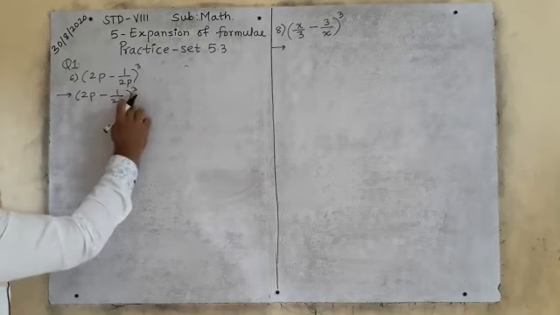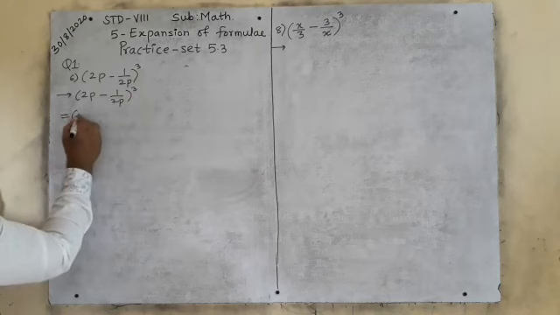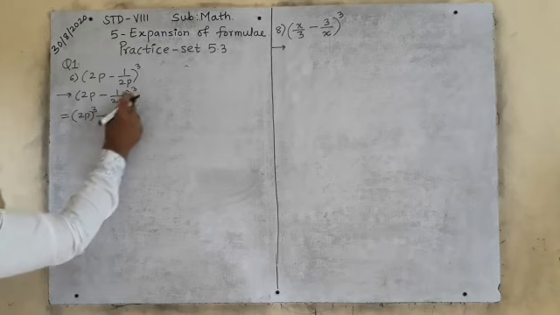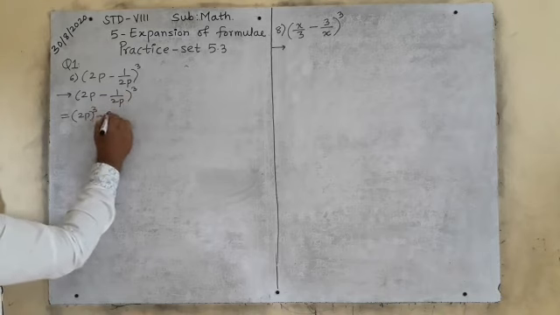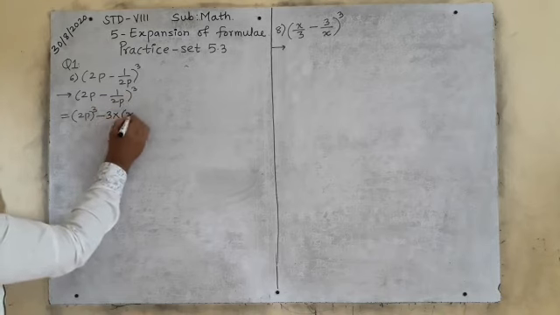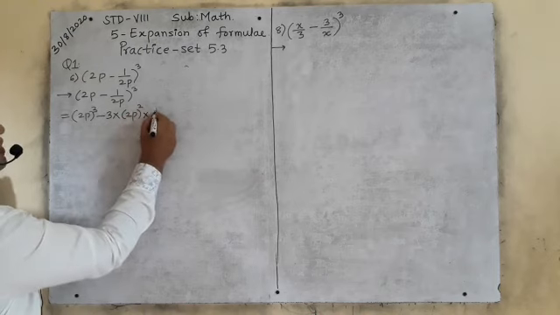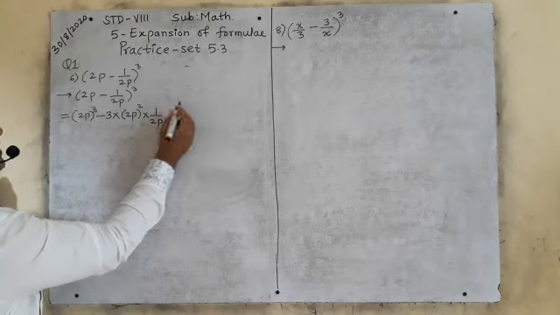Then what you will do? Give this cube to the first term. See, first term is 2p cube, minus, sign is of minus. Then give this cube to both the terms. 3 multiplied by, but first term will carry square. Square of first term multiplied by 1 upon 2p, second term.